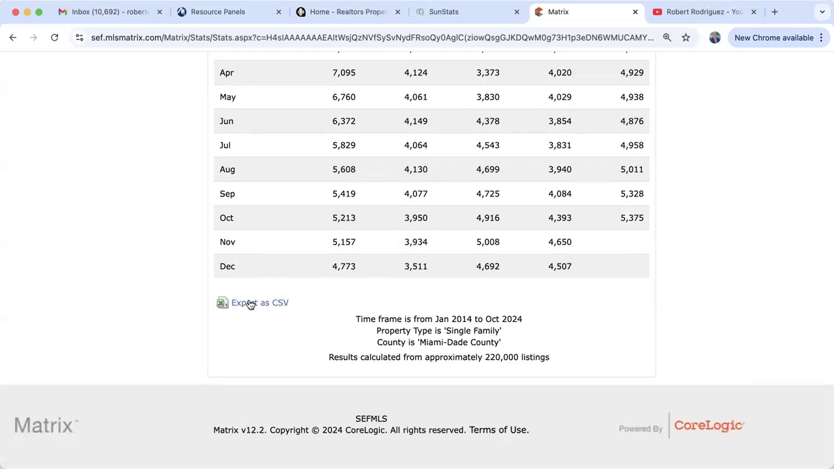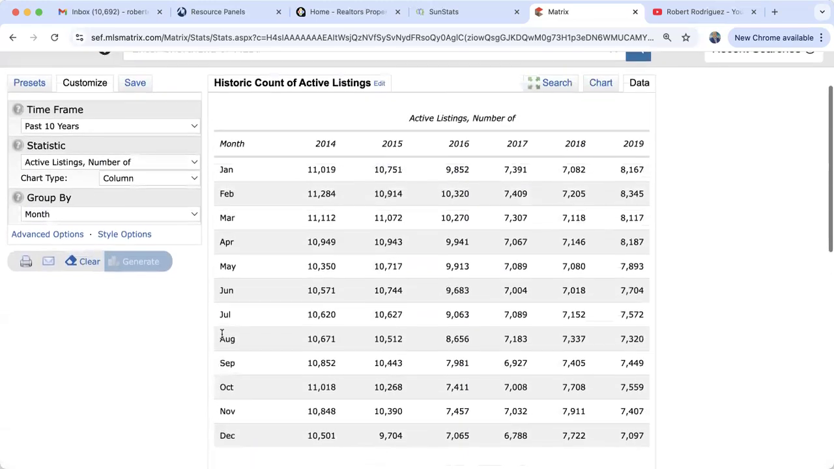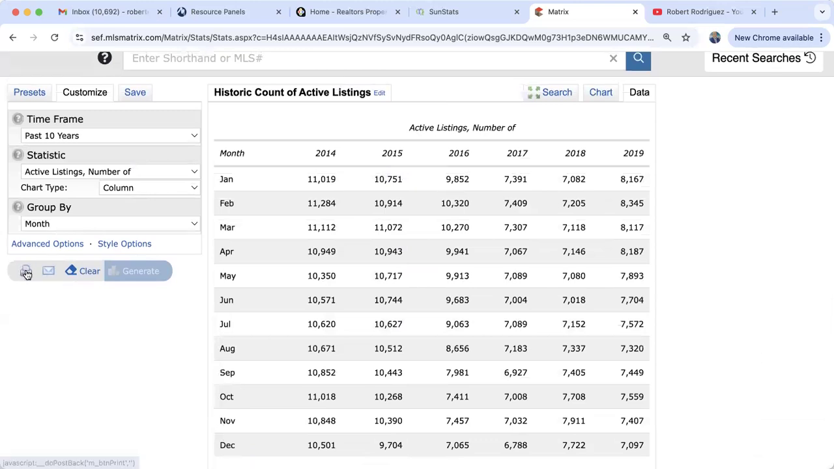You can export this as a CSV file on the left-hand side by clicking on Export CSV. Or if you want to print this, you can print it right over here. You can even email it.